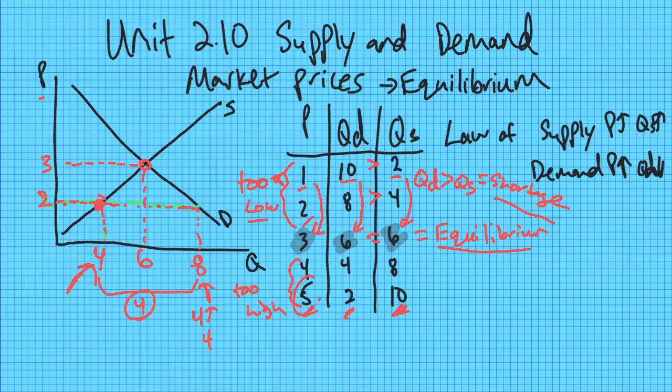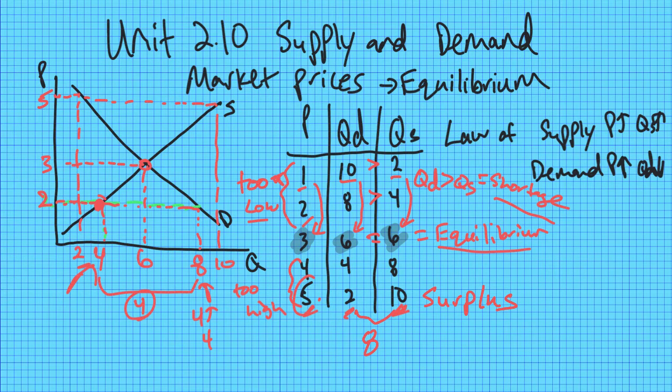So up here at this price of 5, if we dot over and hit that curve and dot down, we see that the quantity demanded is only 2, right? But the quantity supplied way up here is out at 10, right? And so that means there's a problem. The problem is we have too many goods available and not enough buyers. And so we have a surplus.